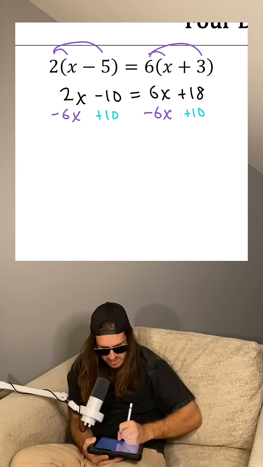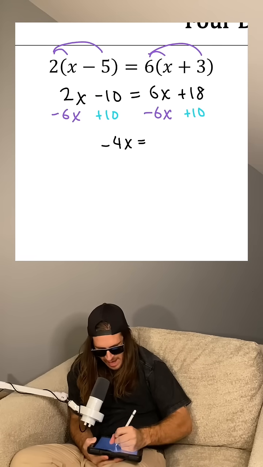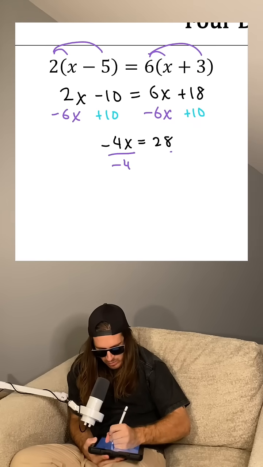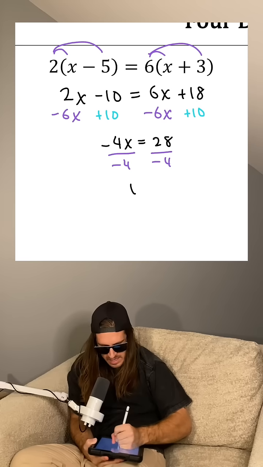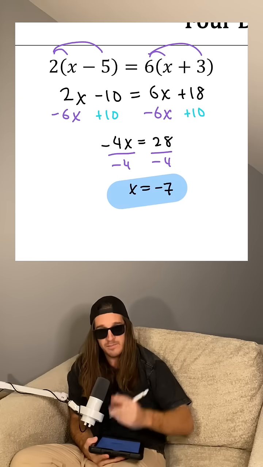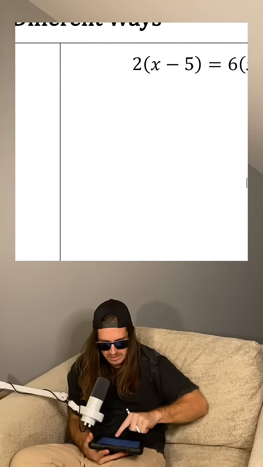I'm going to do this in one step. 2x minus 6x is negative 4x, and 18 plus 10 is 28. We would then divide both sides by negative 4, and 28 divided by negative 4 is negative 7. So the answer here is negative 7. We'll keep that in mind, but let's switch it up a little bit.